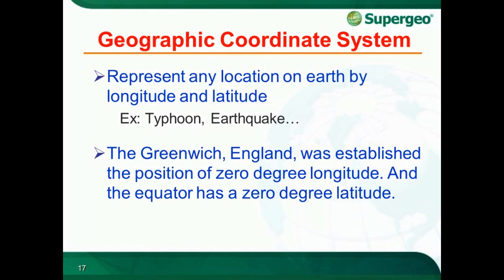In a geographic coordinate system, any location on Earth can be defined by longitude and latitude. For example here, we can use longitude and latitude to locate the center of an earthquake or the location of a typhoon. And in the geographic coordinate system, Greenwich, England was established as the position of 0° longitude, and the equator has 0° latitude.